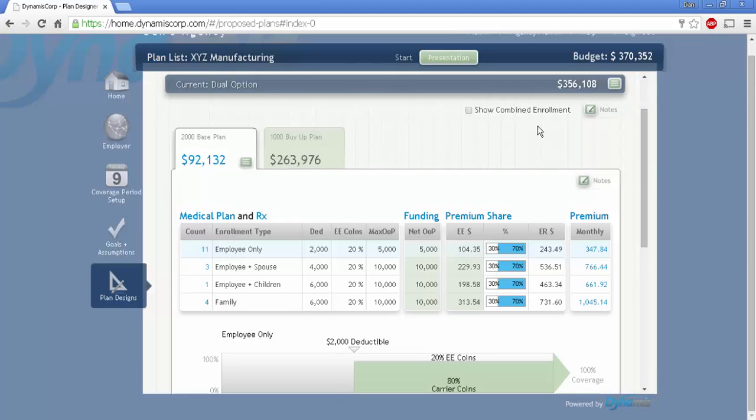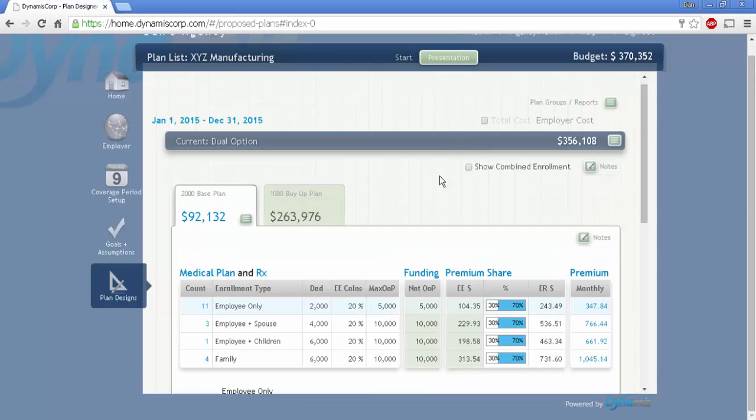But there are going to be times when we want to look at our plan designs without filtering them through those enrollment counts, which can change. And that's where show combined enrollment comes in. So the idea is that when we look at plan designs in show combined enrollment, we're going to look at them as if they were independent. All right? So let's watch what happens when I click show combined enrollment in my current dual option.